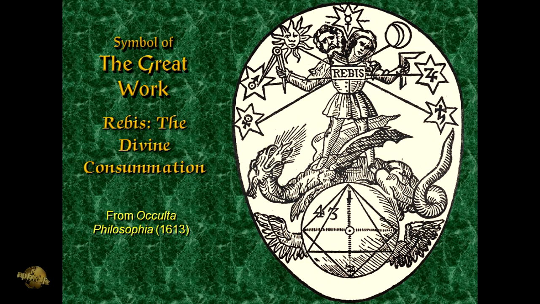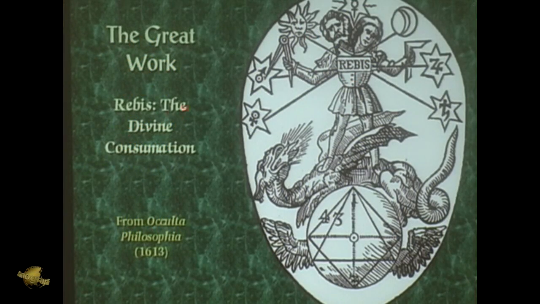This is from Occulta Philosophia from 1613. This is a famous alchemical work. And here we see geometry making its appearance once again. Here we see Rebis, which means the divine consummation, or the completion of the great work. And in this case, we see male and female as equal co-creators within the cosmic egg. The male, just like in the Chinese version, the male half is holding the compass, the female half is holding the square. And the square is frequently a symbol for Earth, the matrix. And so that sort of makes sense there.